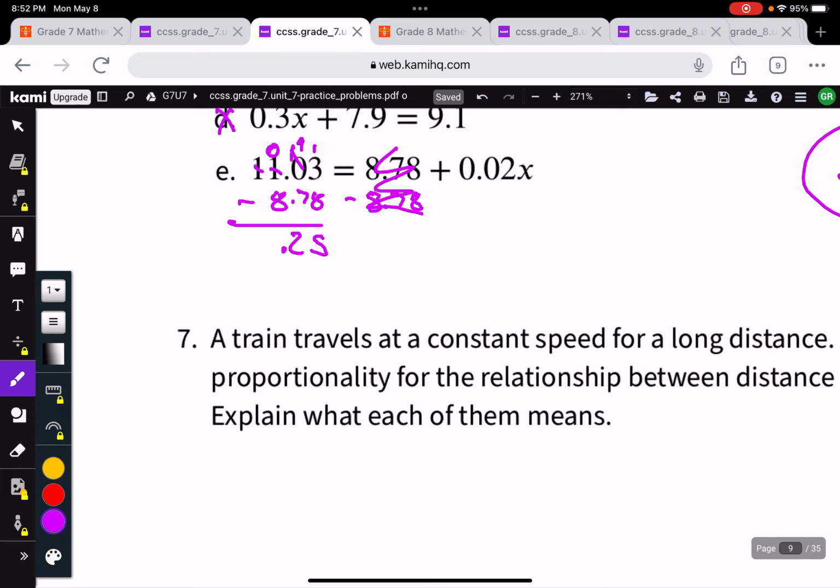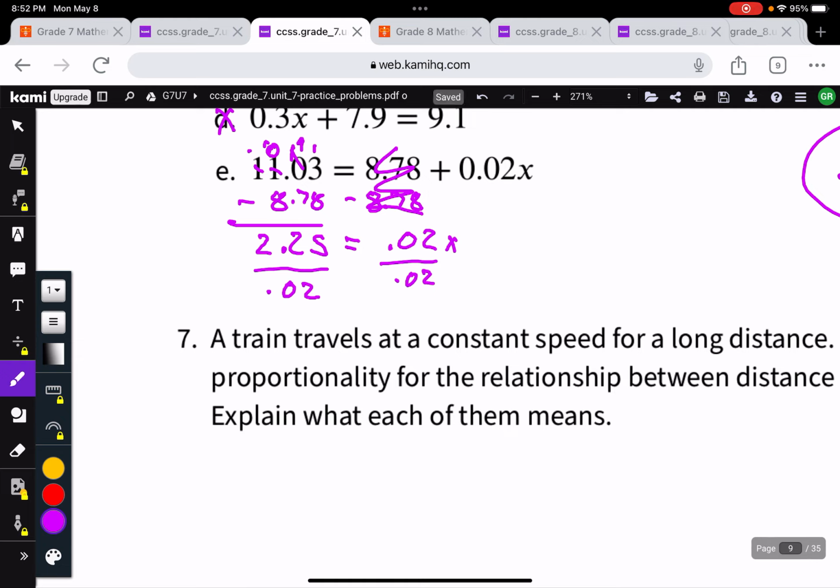Gonna have to borrow. I believe it's 2.25. That'd be a 3. That'd be a 0. 2.25. Let's cross my fingers. And that's going to be equal to what I have left over, 0.02x. Next step would be divide each side by 0.02. Divide this side by 0.02.